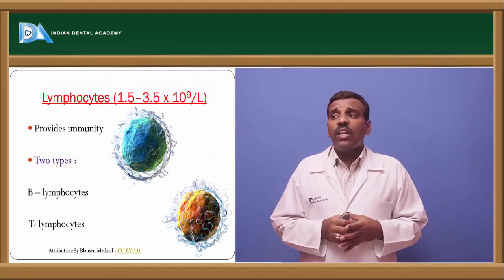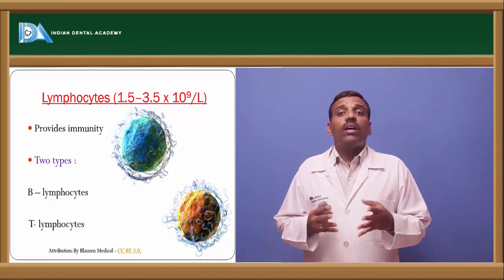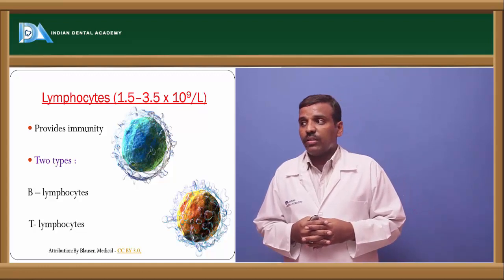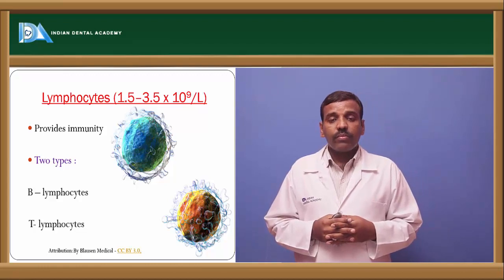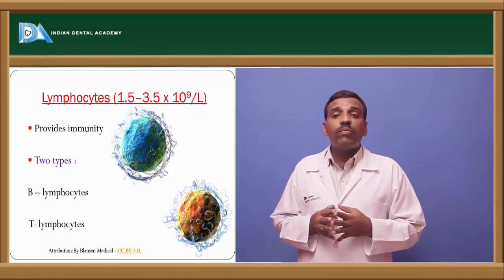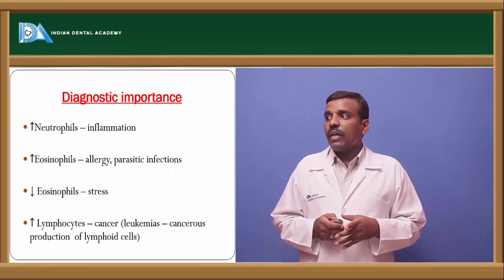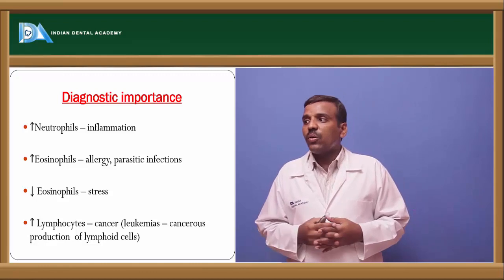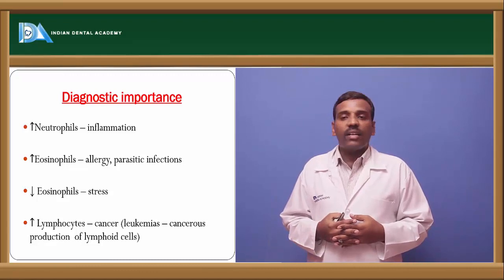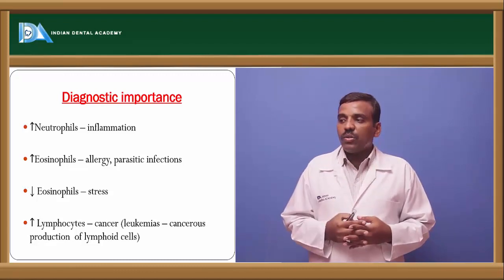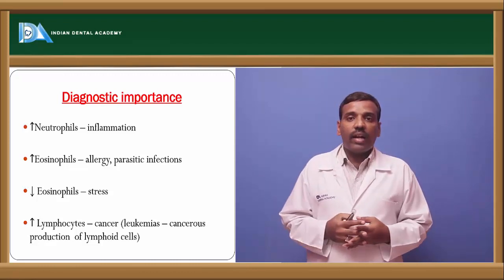And another cell is lymphocytes. There are two types, B lymphocytes and T lymphocytes, and another classification is small lymphocytes and large lymphocytes. These are responsible for immunity. The nucleus is round in shape. And diagnostic importance: increased neutrophils in case of inflammations, increased eosinophils in allergic and parasitic infections, decreased eosinophils in case of stress, and increased lymphocytes in case of cancer like leukemia.